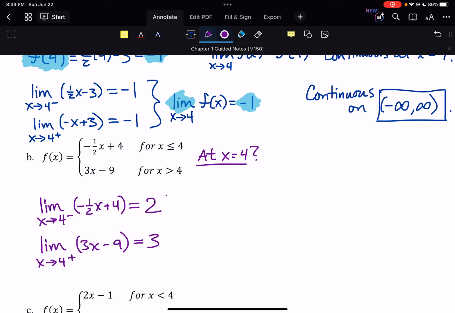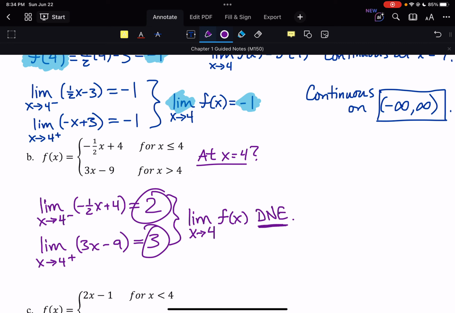So coming from the left, this function is headed to 2. But coming from the right, the function is headed to 3. So we have something that looks kind of like this. It's heading to 2, and then it's heading to 3, like that. And there's going to be a gap there. So the limit as x approaches 4 of f of x, that two-sided limit, does not exist because we're approaching two different values from two different sides.